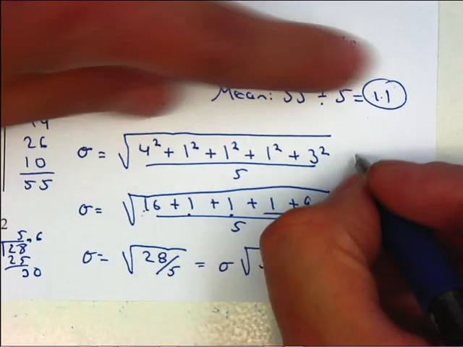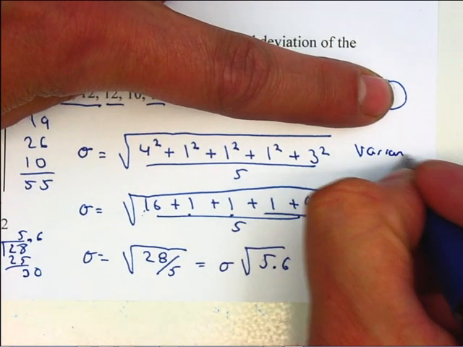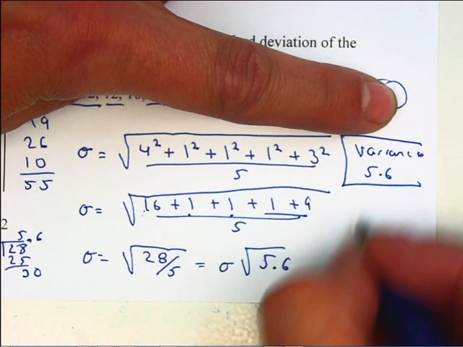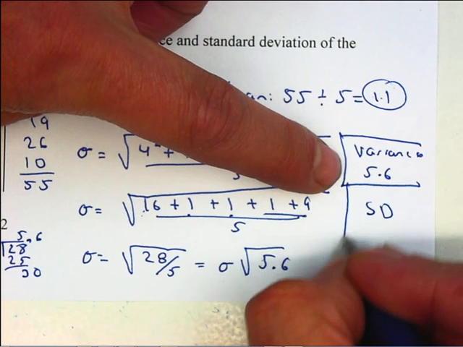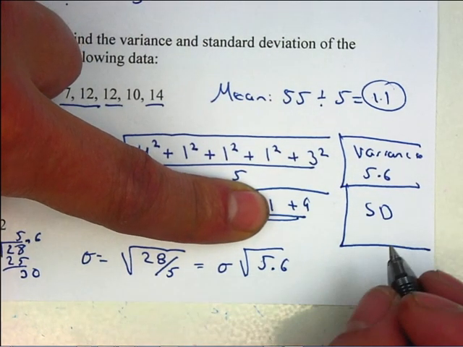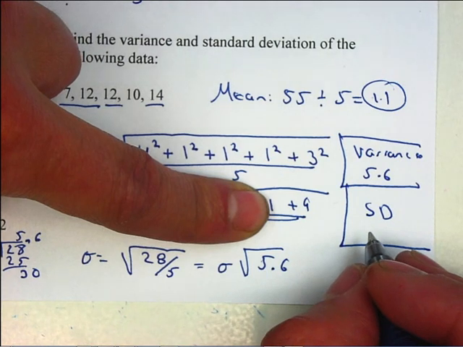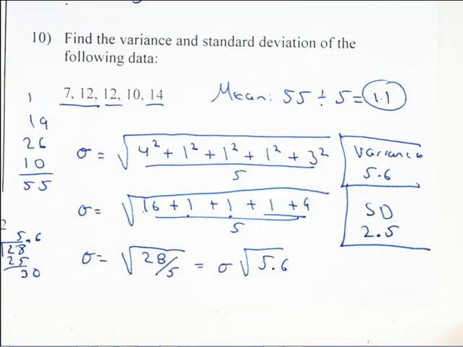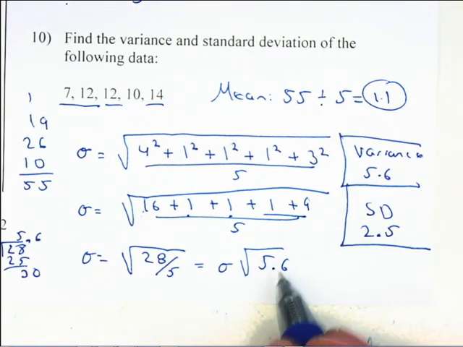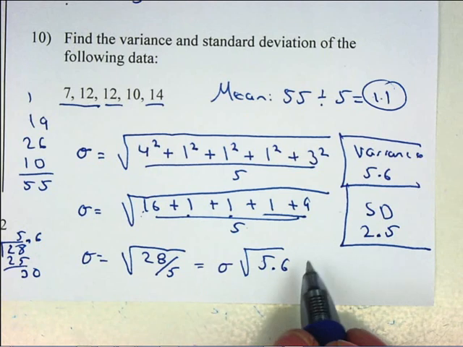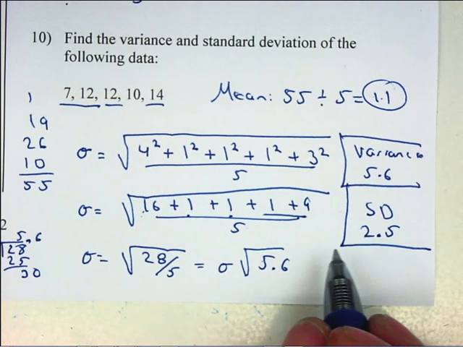Now your variance is 5.6. Your standard deviation, you have to take the square root, which is about, the square root of 4 is 2, the square root of 9 is 3. So you can just give me 2.5. That'll be perfect. Variance is before you take the square root. Standard deviation is after.